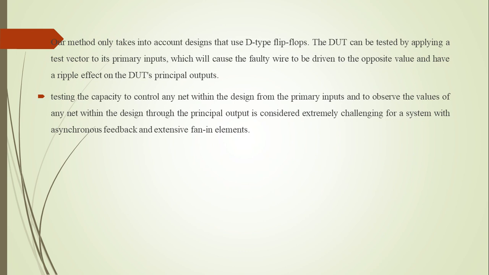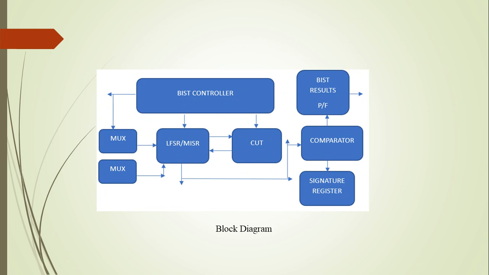The design can be tested by applying a test vector to its primary inputs, which will cause the faulty wire to be driven to the opposite value and have a ripple effect on the device's decision on the test's primary outputs. Testing the capacity to control any net within the design from the primary inputs and observe the values of any net through the primary outputs is considered extremely challenging for a system with asynchronous feedback and extensive fanning elements. So this is the proposed test architecture.